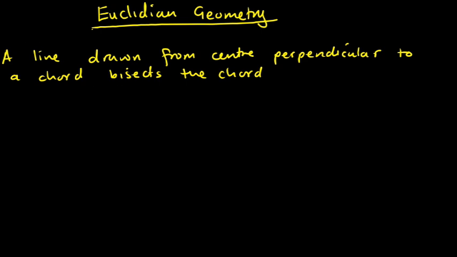Well, the terms that are used in this theorem are a line drawn from center, perpendicular, chord, bisects. These are the terms we need to understand for this theorem. So you already know what a line is, and we just need to briefly look at what a circle is. So allow me to explain to you a circle.